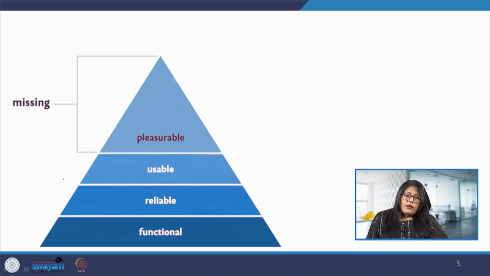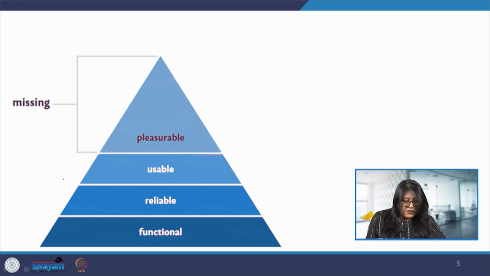So, we will be content with the three parameters, but the final one, the topmost level of the pyramid, which is pleasurable, is the area which would really make the product desirable for us. We can say that it will draw us towards it because it will give us a better user experience.